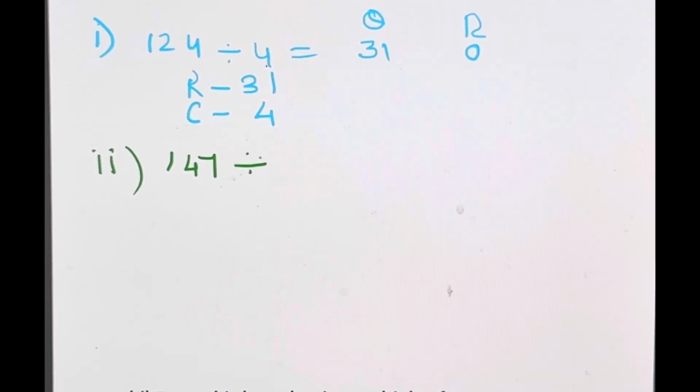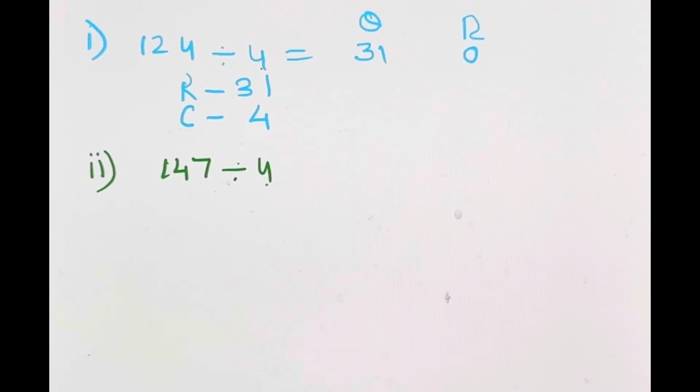That is 147. Now when 147 is divided by 4, we write down the quotient and the remainder. The quotient will be 36, and 1 is the remainder. So 36 is the quotient, and the remainder is 1. We take the second number, that is 147, and divide it by 4.